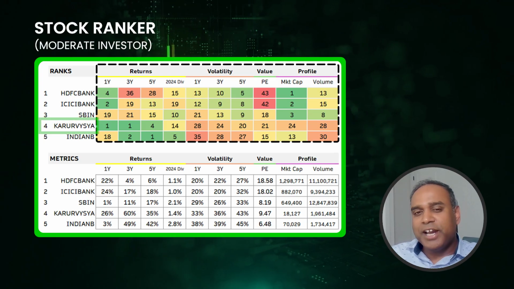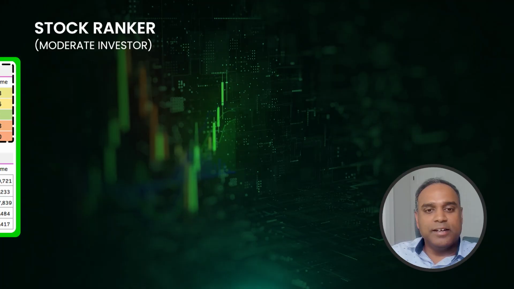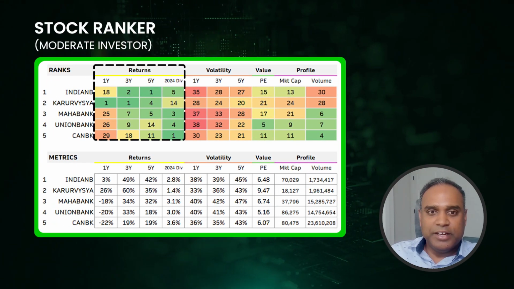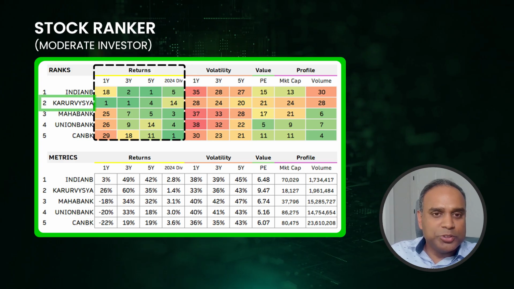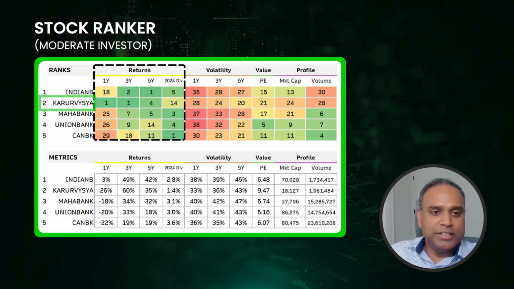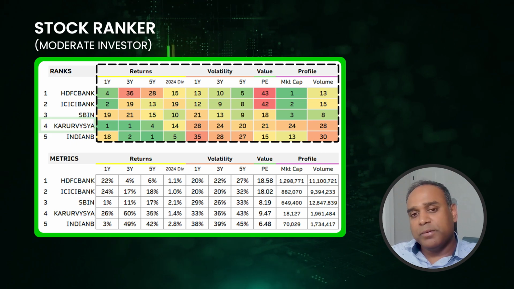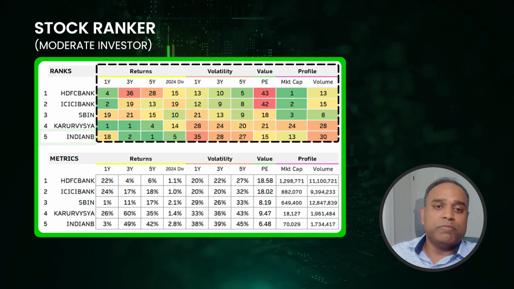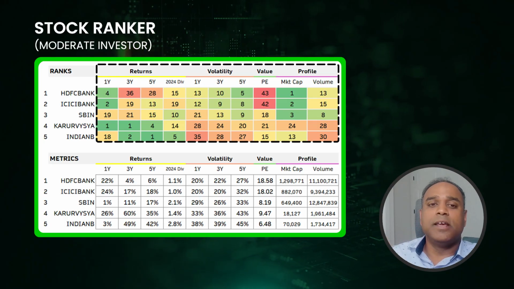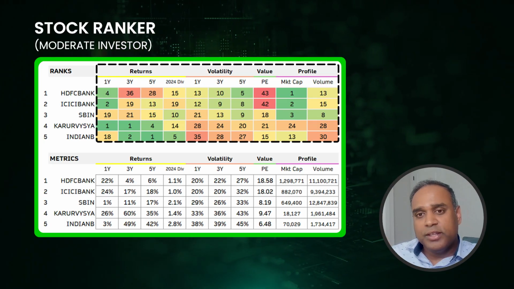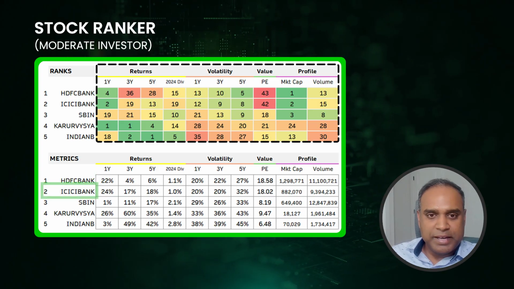Karur Vysya Bank happened to be one of the top banks. If I go back to the aggressive investor, Karur Vysya Bank was number 2, but it was also very close to number 1, so it's not very far away. When it comes to the moderate investor, Karur Vysya Bank is still there in the top 5. So Karur Vysya Bank and Indian Bank are actually pretty good options. And if you want to go with the moderate investor profile, HDFC Bank and ICICI Bank are also there.